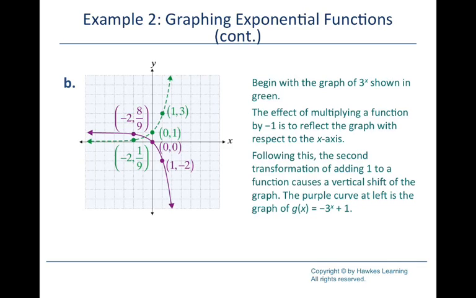The reflection line would look like this orange line, but then when it shifts up 1, it's where the purple line would be. So you can see the reflection, and then the upward shift.